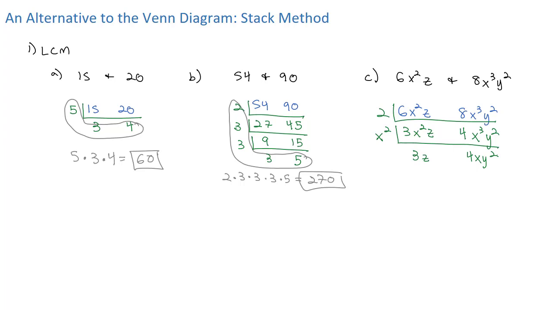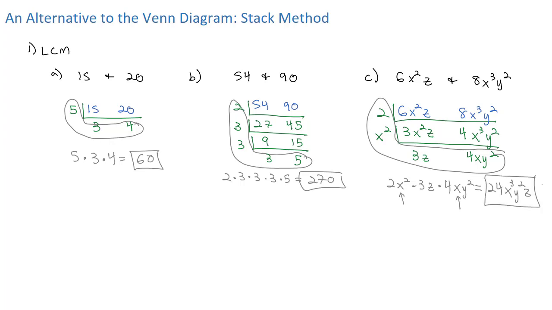Now they have nothing in common, so I can just take the outsides and multiply them together. 2x squared times 3z times 4xy squared. Multiplying the numbers, 2 times 3 times 4 is 24. Looking at the x's, I've got 2 x's, and another x gives me x cubed multiplied in. There's also a y squared and a z. So my least common multiple is 24x cubed y squared z.